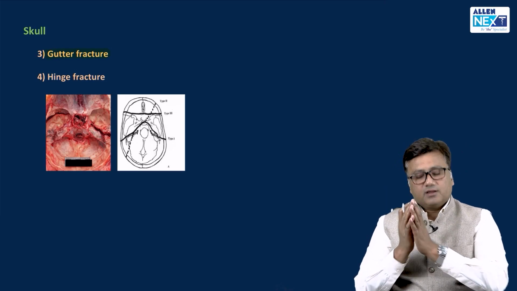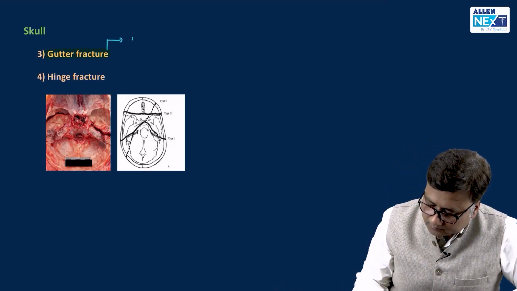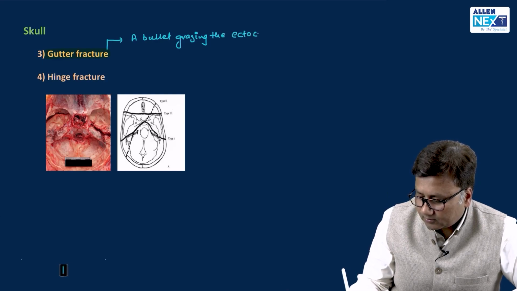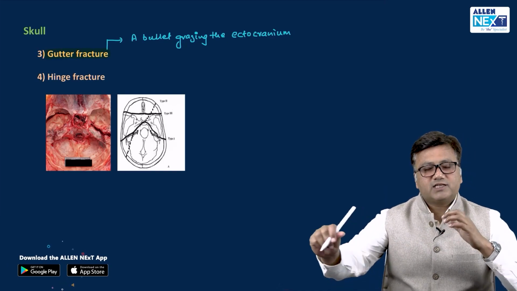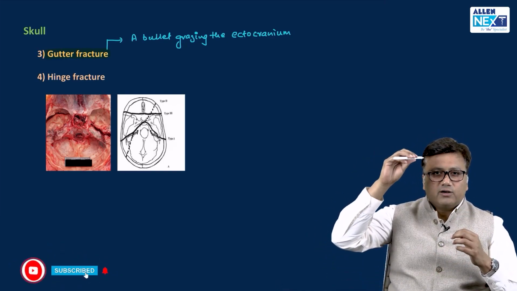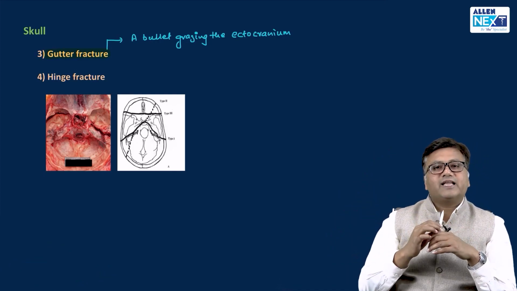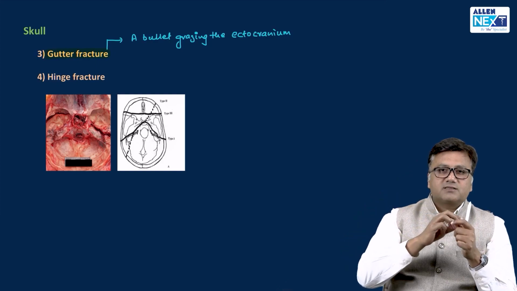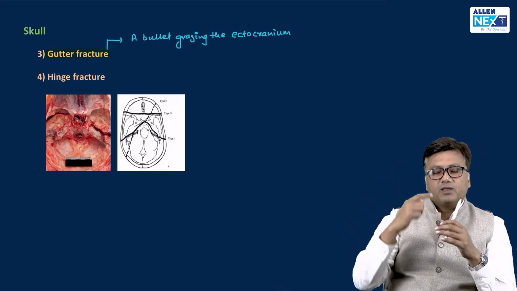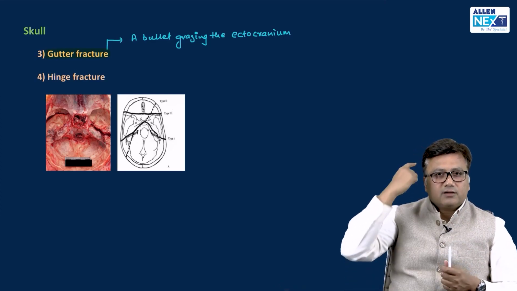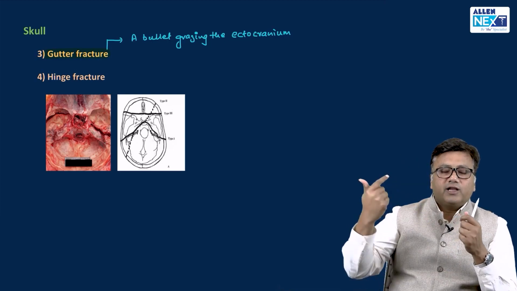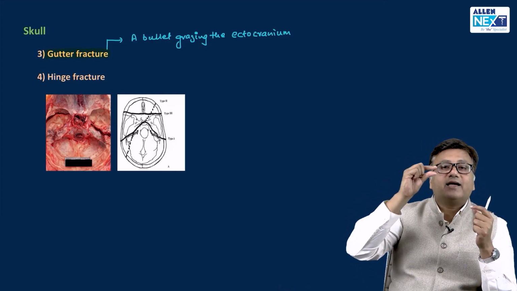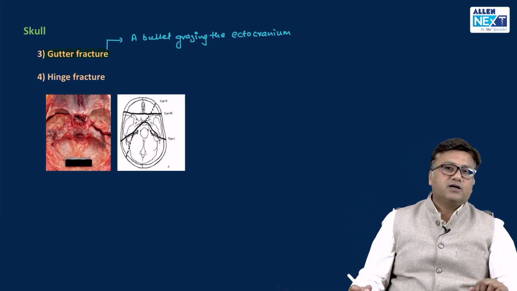Moving further, next fracture is gutter fracture. Now, gutter fracture is a fracture which is produced by a bullet grazing the ectocranium. A bullet which has been fired towards the skull does not enter the skull head on, it rather grazes or passes tangentially through the ectocranium. This bullet has a very high velocity and is revolving on its axis, so as it grazes the skull, it brushes the ectocranium in a linear fashion. A track of the bullet is created like a gutter in the ectocranium. That's called a gutter fracture.